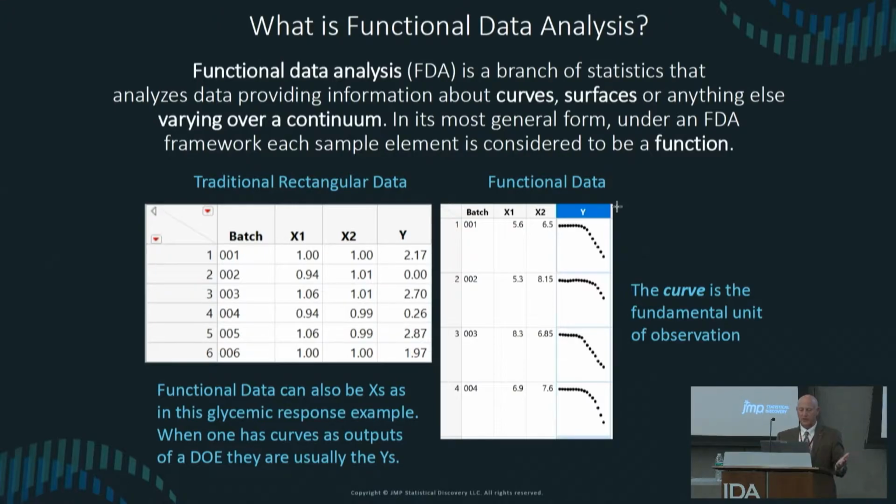And so we have traditional rectangular data on the right. We've got some batches of material. We're controlling X1 and X2. Maybe we measure Y, and we fit models to that. Well, now we're substituting for Y as a number, we're actually substituting a curve as a response. And in this particular case, the x's can be curves as well.